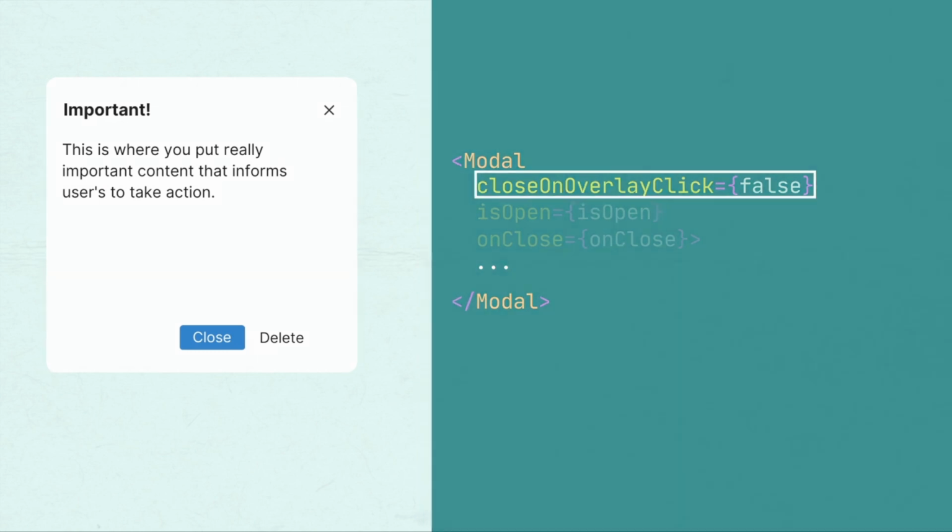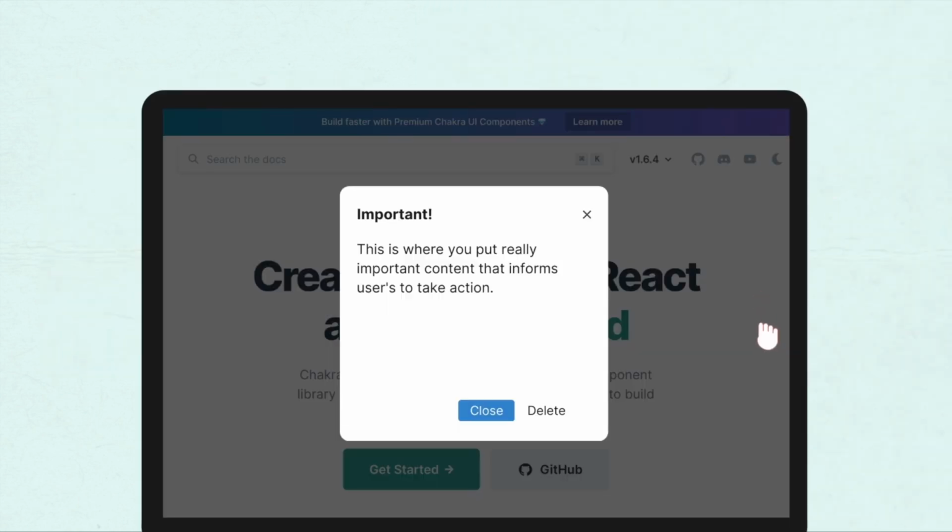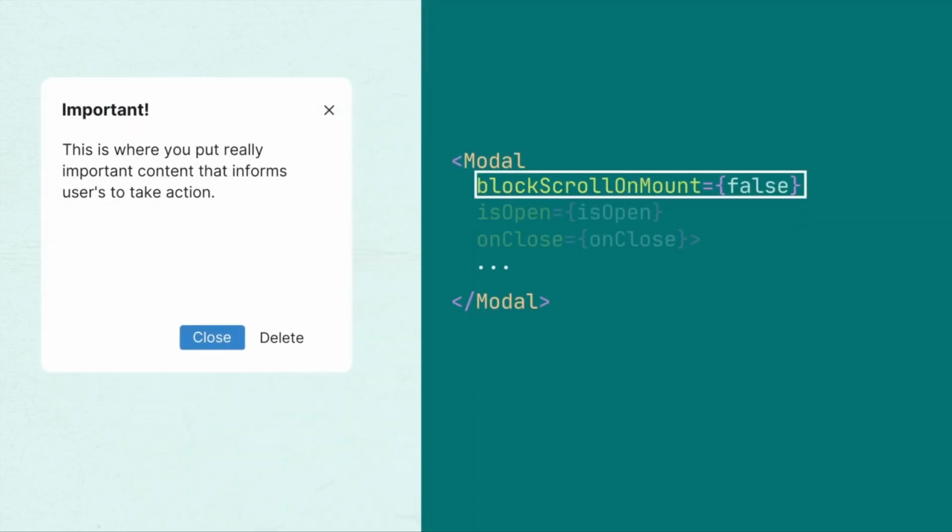By default, when the modal dialog is visible, scrolling is blocked. This behavior is a recommended accessibility practice, but if you need to allow scrolling behind the modal, pass the block scroll on mount prop and set it to false.